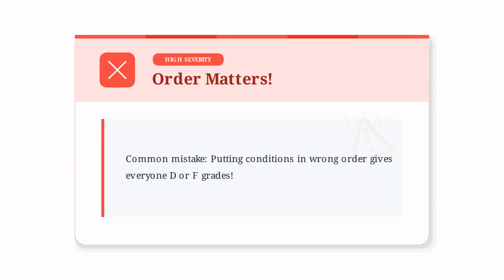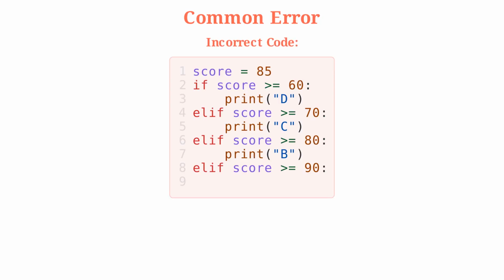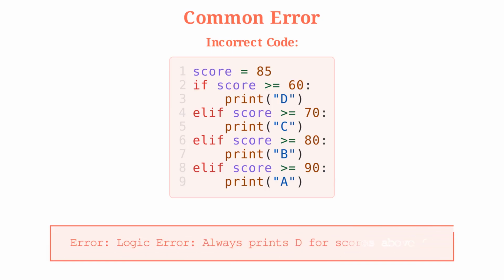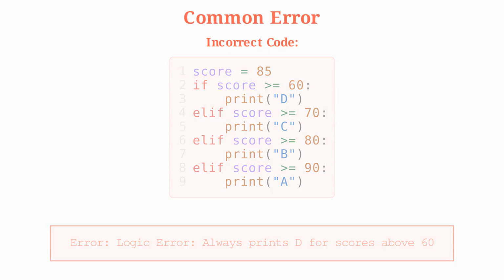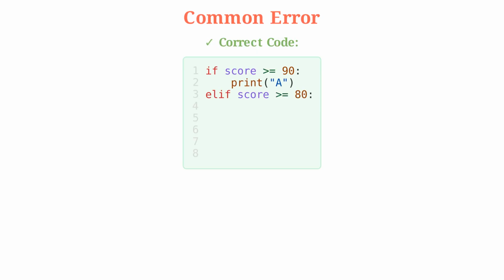Here's a mistake that trips up everyone at first. Order absolutely matters. If you put the smallest condition first, everyone gets a D or F grade, even students with perfect scores. Look at this broken code. With a score of 85, it checks, is 85 greater than or equal to 60? Yes. So it prints D and stops checking. The student with 85 gets a D instead of a B.